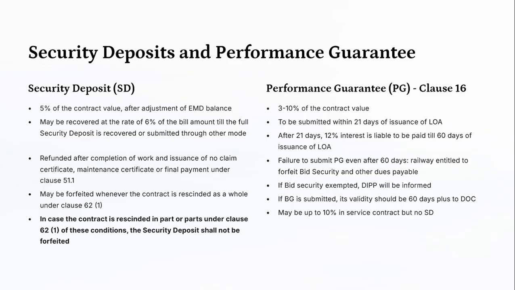The EMD can be forfeited and the tender validity is completed. That's why a new tender will be asked. Failure to submit PG even after 60 days, the railway is entitled to forfeit bid security and other dues payable. If bid security is exempted, DIPP will be informed. If BG is submitted, its validity should be 60 days plus 2 DOC, maybe up to 10% in service contracts, but no SD.